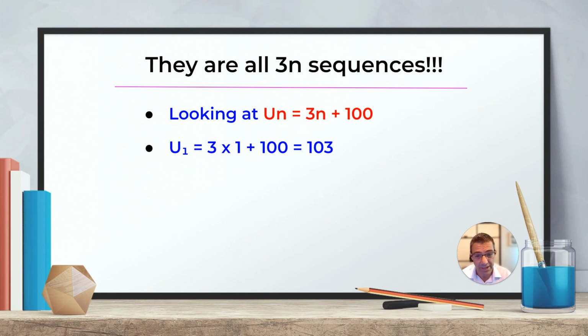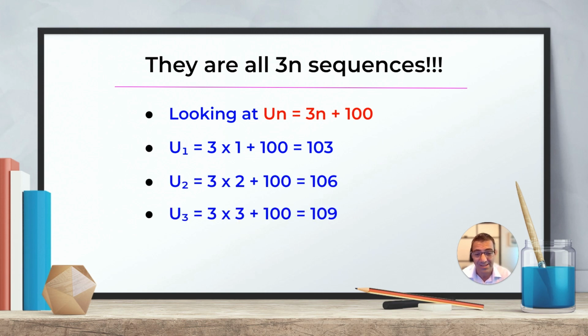So if we calculate it, we can do 3 times 1 plus 100, which is 103, 3 times 2 plus 100, which is 106, 3 times 3 plus 100, which is 109. And as you see, instead of going 3, 6, 9, 12, it goes 103, 106, 109, 112. So this is another sequence, which is also a 3n sequence, but it starts at 103.